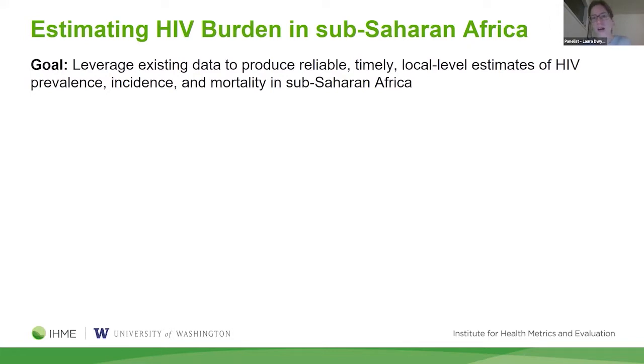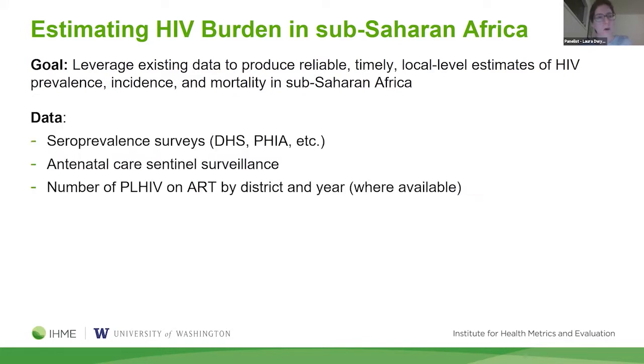The goal of the analysis that I'm going to be talking about was to leverage existing data to produce reliable, timely, local-level estimates of HIV prevalence, incidence, and mortality in sub-Saharan Africa. We did no primary data collection for this analysis, but in partnership with our collaborators, we did a substantial amount of secondary data collection to see what we could do with what was already available.